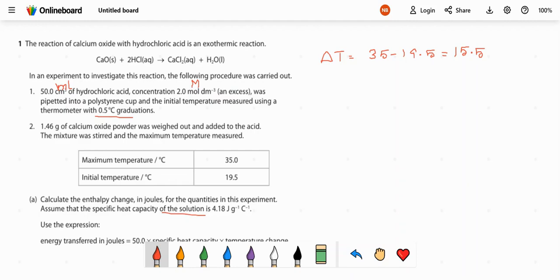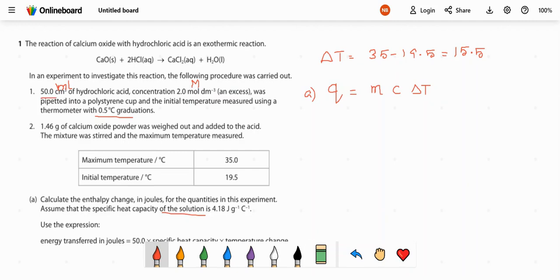Energy transferred in joules. Calculate the enthalpy change. So they are asking for the enthalpy change in joules. First we should find out Q, the enthalpy change in joules for the quantities of this experiment. Look at this: the mass of the solution, the specific heat capacity of the solution and the change in temperature will be the formula for this. The mass of the solution, we don't know. Let us check whether they have given the mass of the solution.